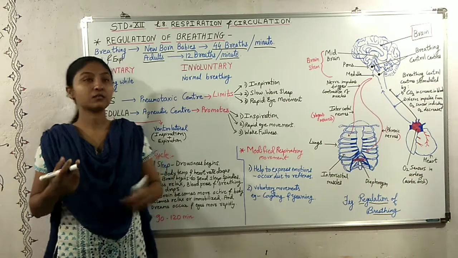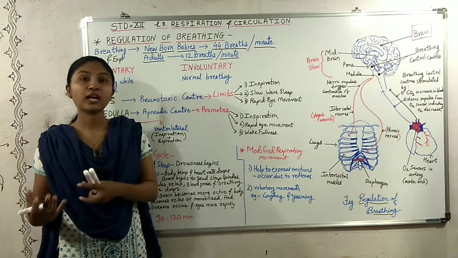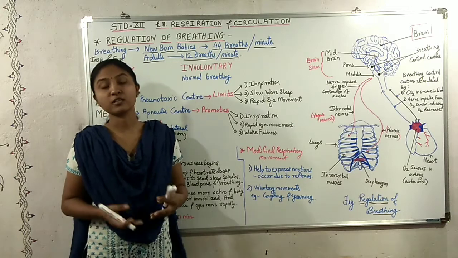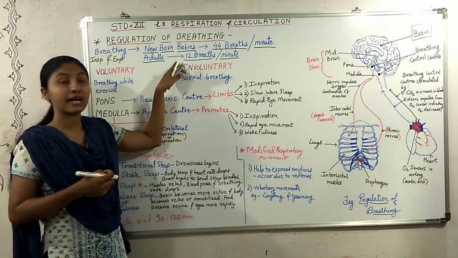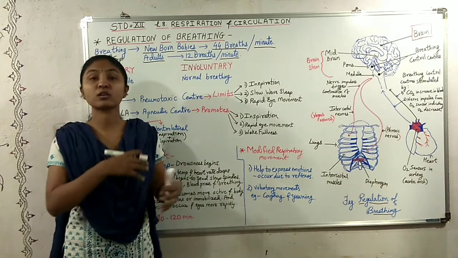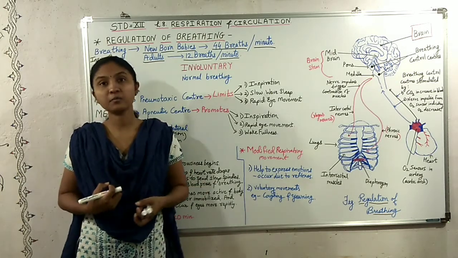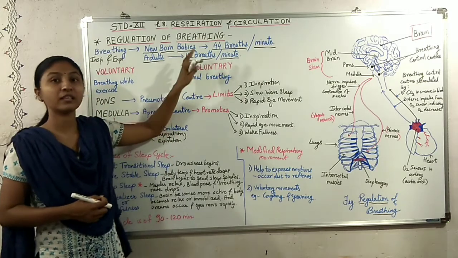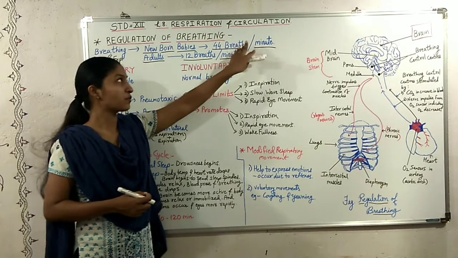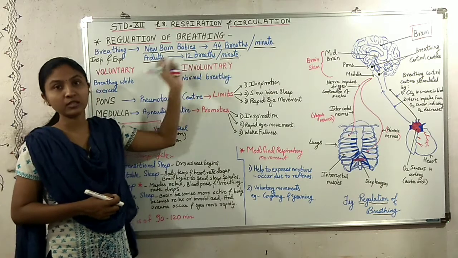Also, the second thing is that in newborn babies, the organs are new, so they don't have much practice of respiration. Whereas in adults, the body and the organs have gone through certain circumstances and they have learned how to control their breathing. So this is the difference why the rate of respiration in newborn babies is more than in adults. It is 44 breaths per minute in newborn babies and 12 breaths per minute in adults.